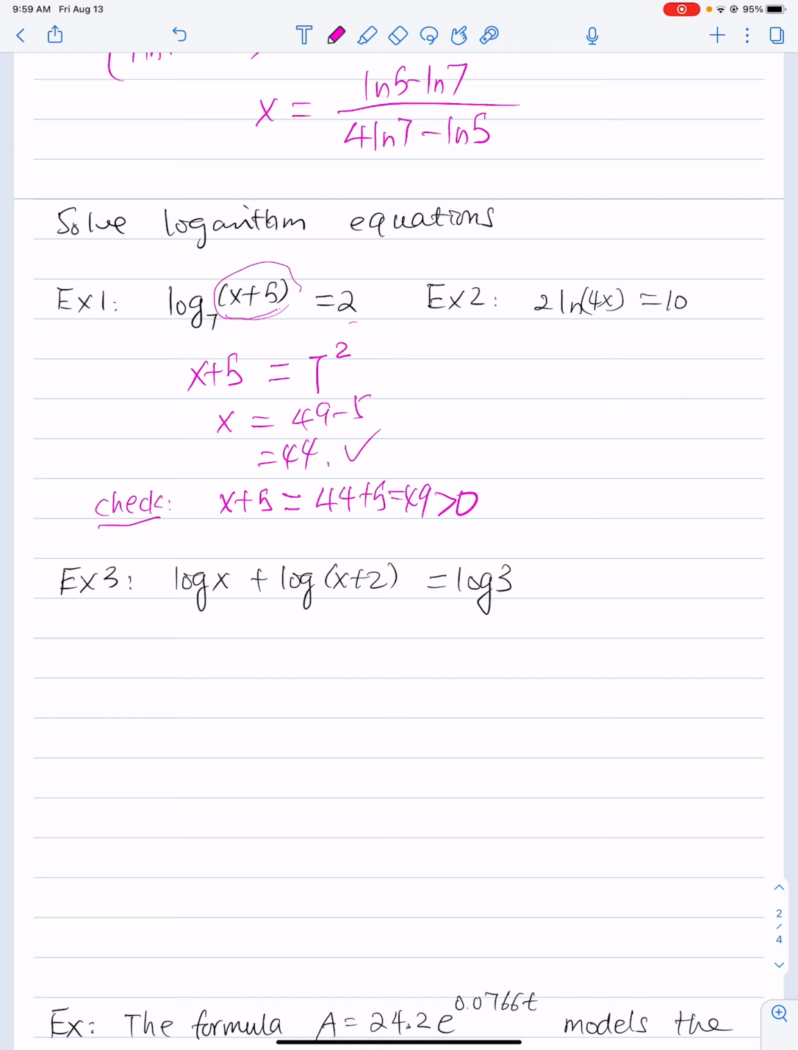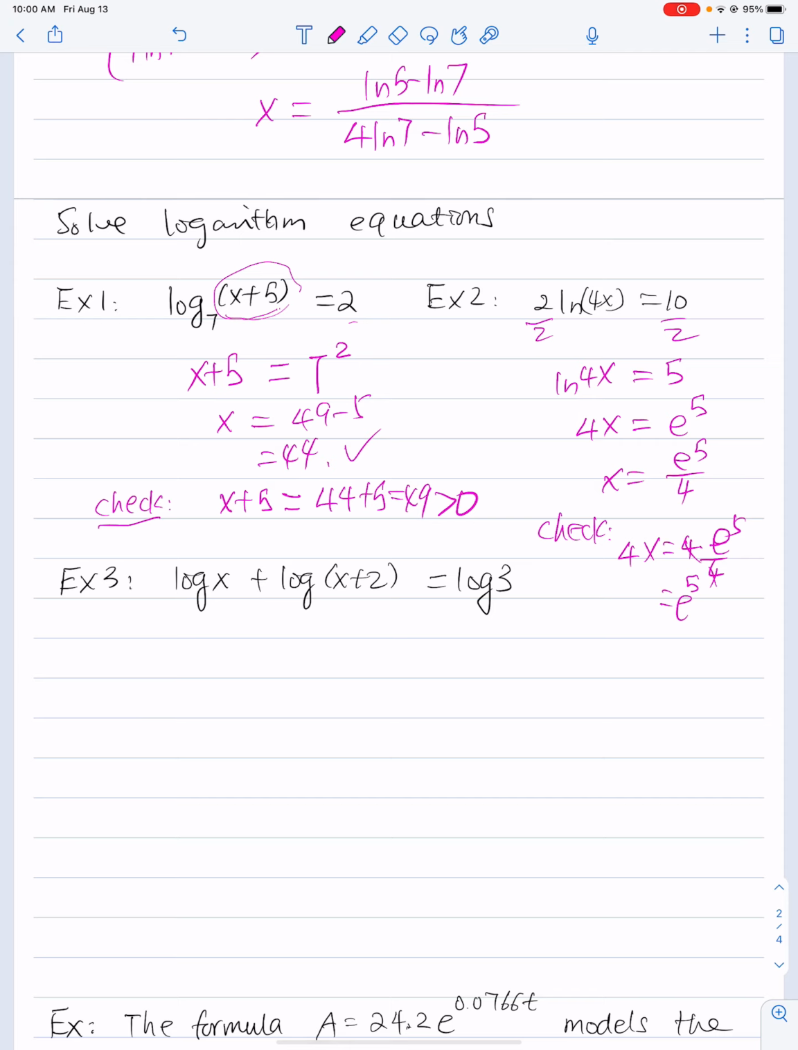Okay, so for this one, what should we do? If you have an extra 2, what will you do? Divide it. It's ln 4x equal to 5. So what should we have here? 4x equals e to the 5, and x equals e to the 5 over 4. Do not forget to check. 4x is 4 times e to the 5 over 4, which is equal to e to the 5, which will be positive. So, perfect.